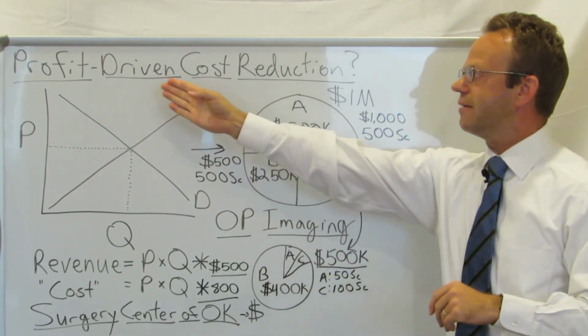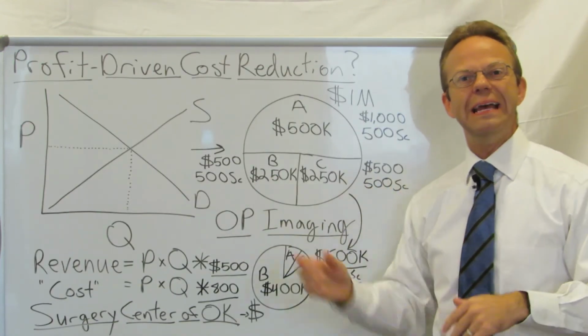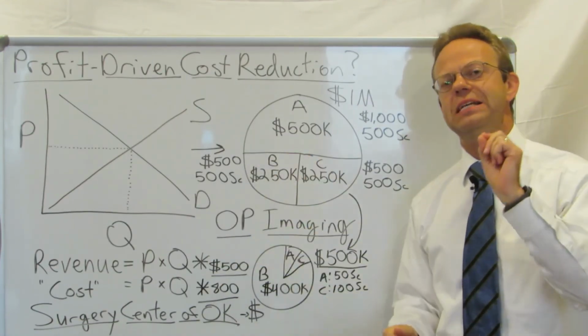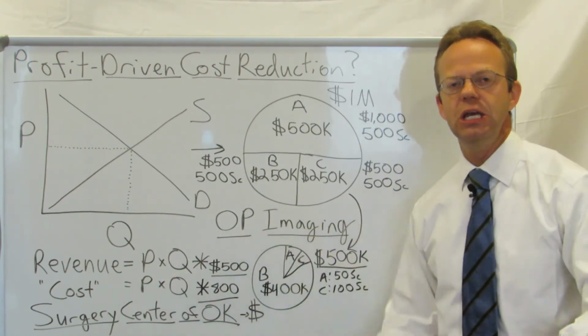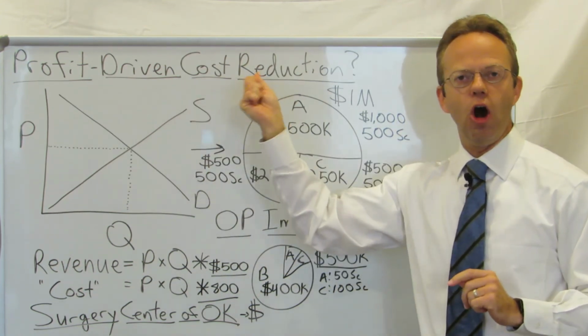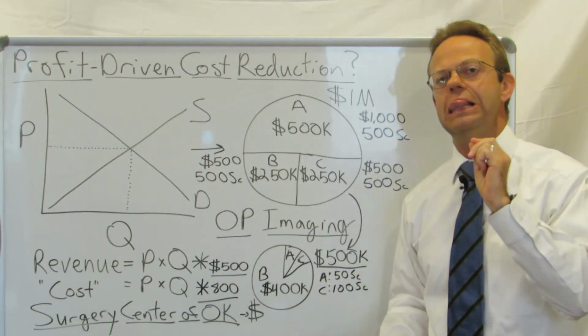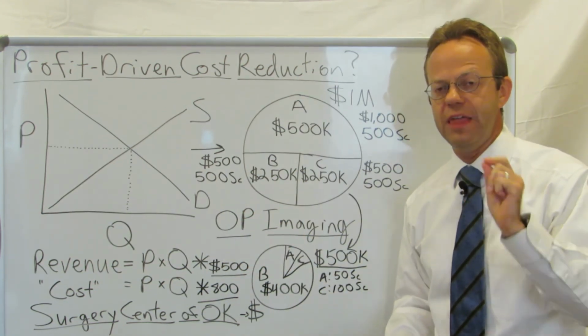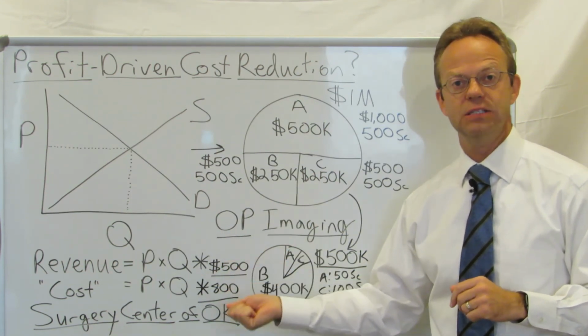Okay, so what's the practical application of this? Can profit-driven healthcare actually reduce cost? In certain situations, yes. And when I say certain situations, what does the Surgery Center of Oklahoma do? What is outpatient imaging? It is elective. So I'm not saying that profit-driven cost reduction is possible in all areas of healthcare. But I am saying in elective services that it absolutely can. And it already has been proven and it already has been shown.